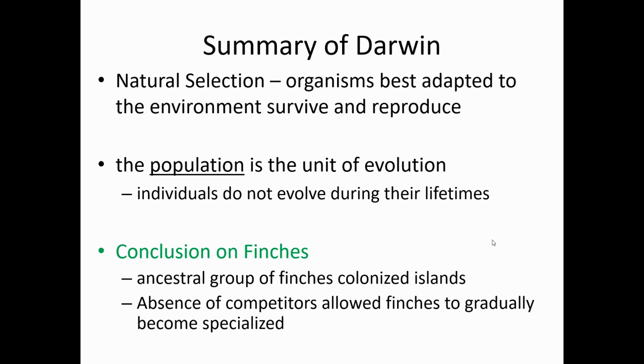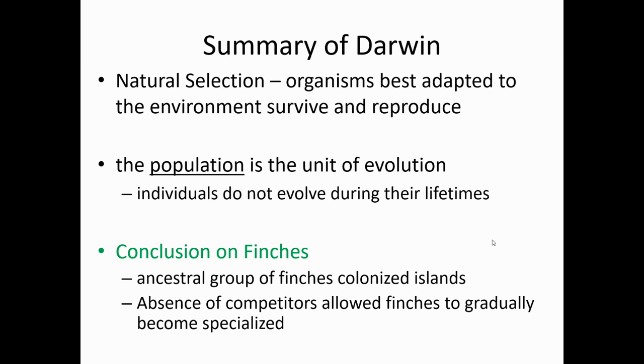Okay. So again, a summary of Darwin: natural selection, organisms best adapted to survive. They reproduce, they have a higher fitness, and their offspring have those adaptations. The population is the unit of evolution. Individuals cannot evolve; you just happen to have the adaptation or you don't. And we see all these organisms with the adaptation generally because those that do not have it die, okay?